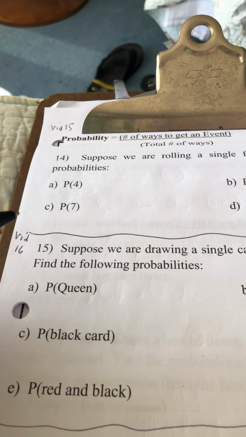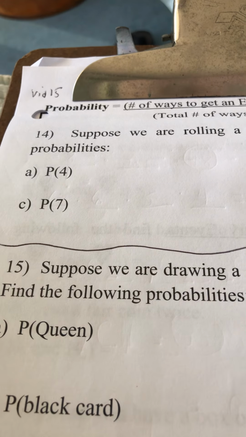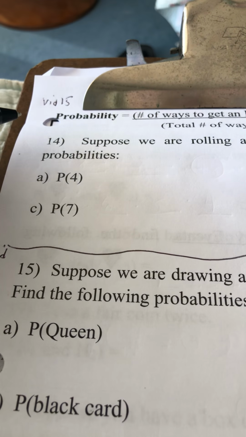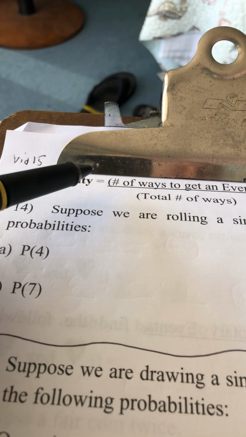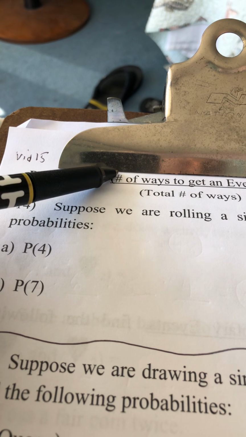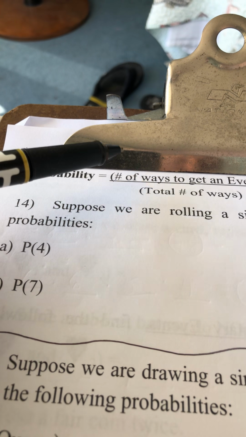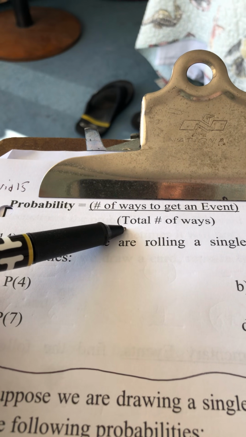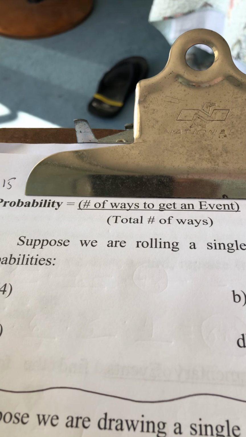All right, ladies and gentlemen, I have switched to page 73, and we're going to look at question number 14. Now, one of the first things you need to know, if somebody says, what is the probability that something will happen? You basically create a fraction. The number of ways that you can get that event to occur goes on the top, and the total number of ways the entire sample space can happen goes on the bottom.